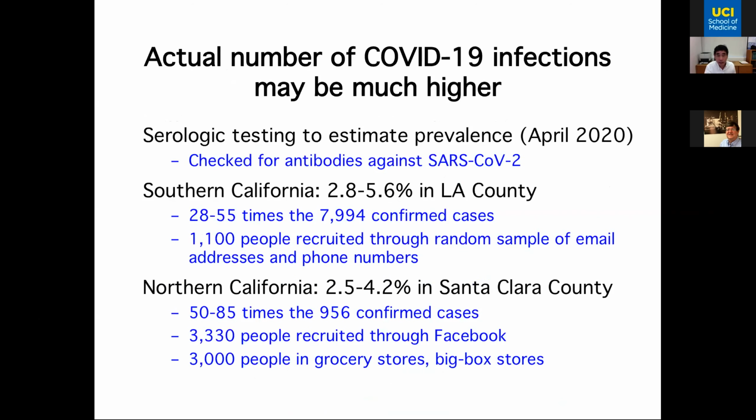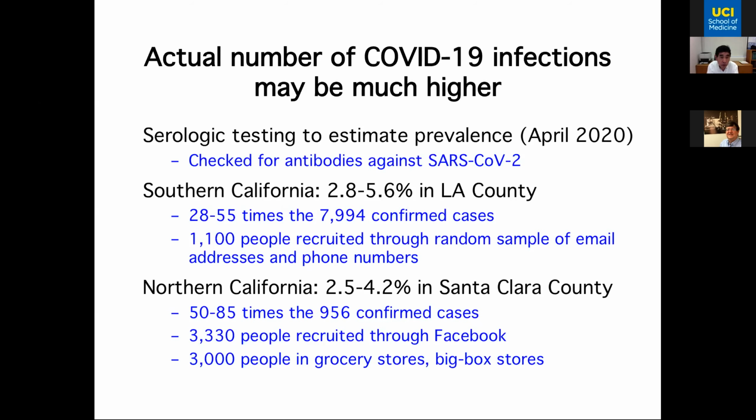Now, we're starting to get some information to indicate that the number of COVID-19 infections may be much higher than what we know from testing. And the way this is being done is with a serologic test, meaning they take some blood from the individual and they look for antibodies against the virus, which is the SARS-CoV-2 virus. And that's to indicate the patient's been exposed and has mounted an immune response. And so this is now being done in different parts of the country.